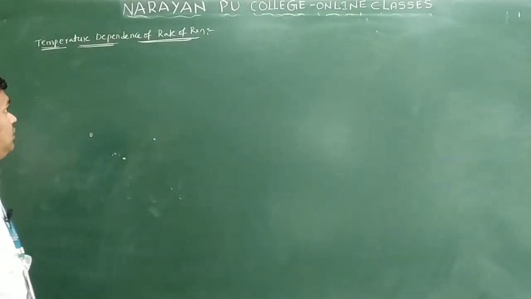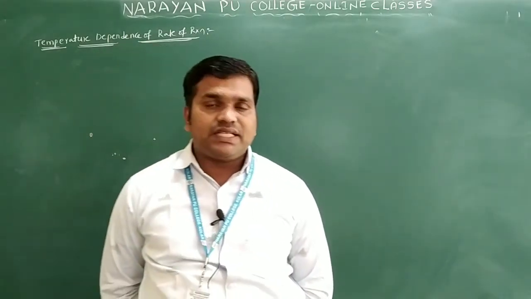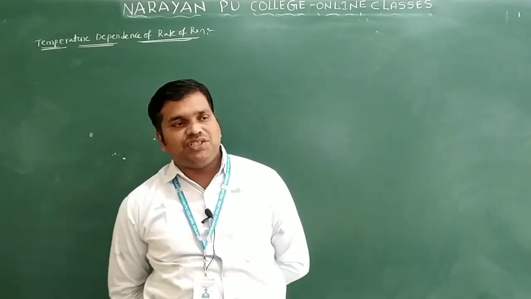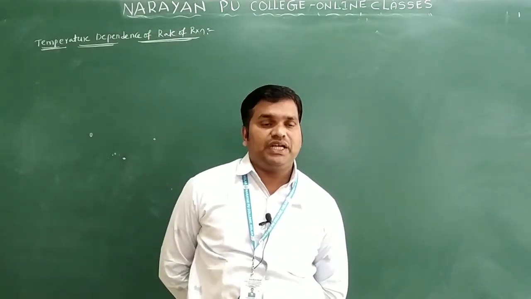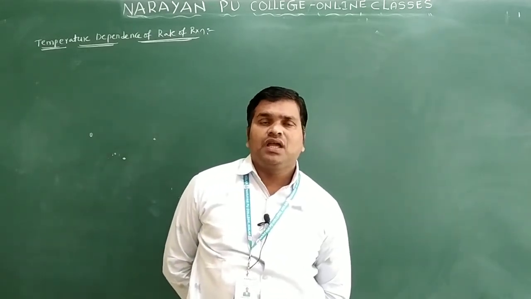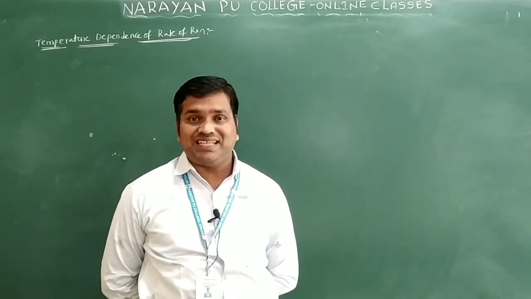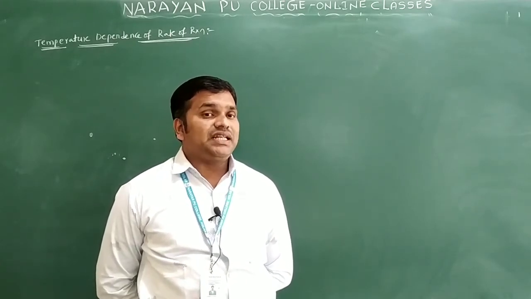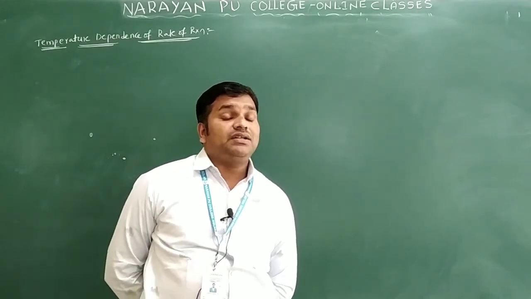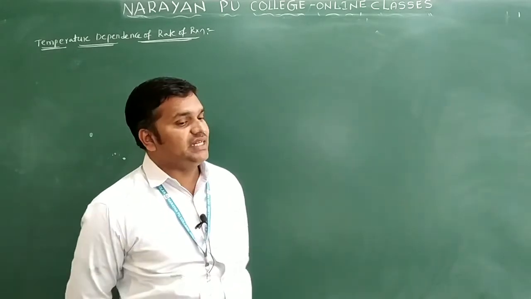See the next concept we have: temperature dependence of rate of reaction. How does the rate change with a change in temperature? We already discussed temperature in the factors affecting rate of reaction. Generally, if you increase the temperature, the rate of reaction increases. For every 10 degrees Celsius rise in temperature, the rate of reaction becomes double or triple. This point was already discussed in the factors affecting rate of reaction.